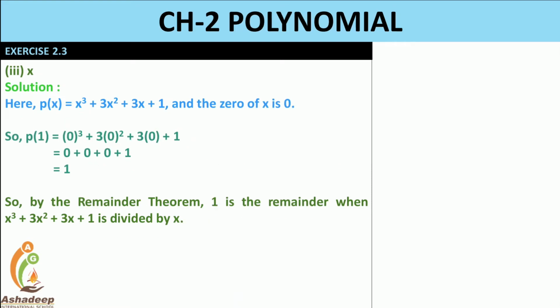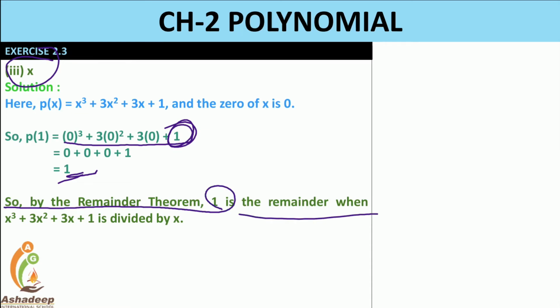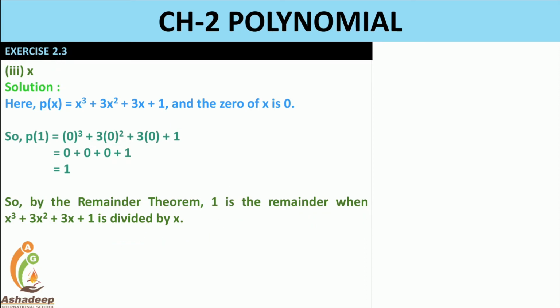Okay. Now let's move ahead with another sum. Here it is only x. If it is only x, we need to put 0 instead of x. So I put it here. What remains is only 1. By the remainder theorem, 1 is the remainder when the polynomial is divided by x. Is it equal to 0? No, it is not equal to 0. So x is not a factor of the given polynomial.